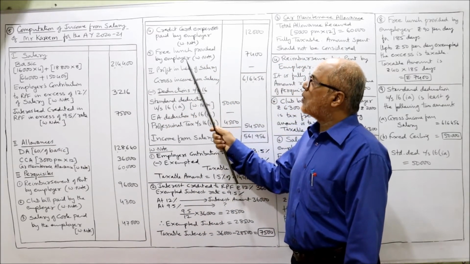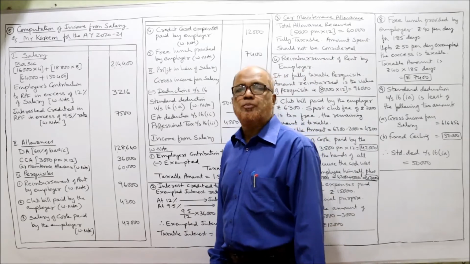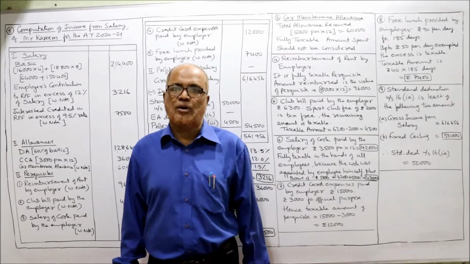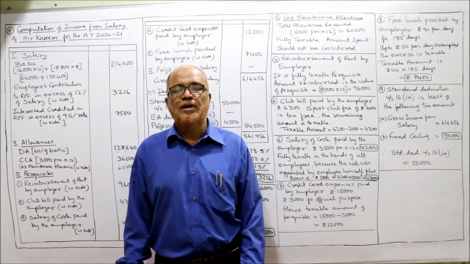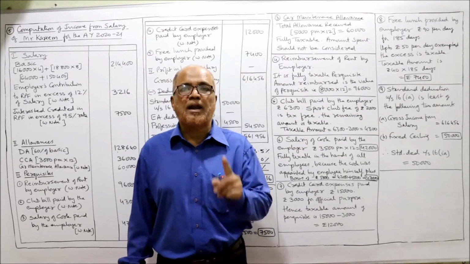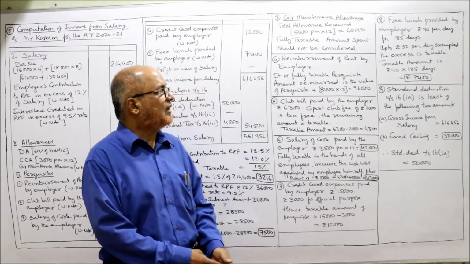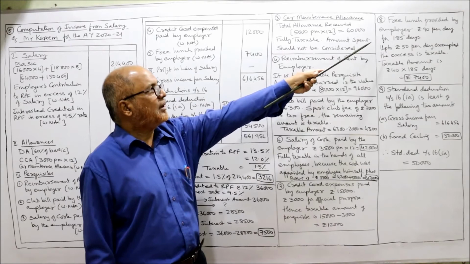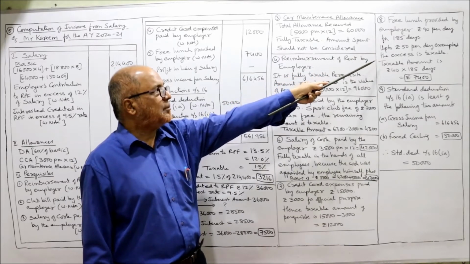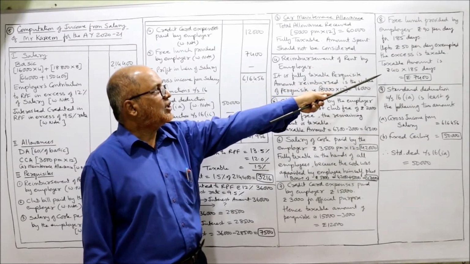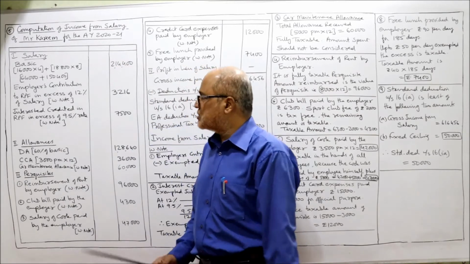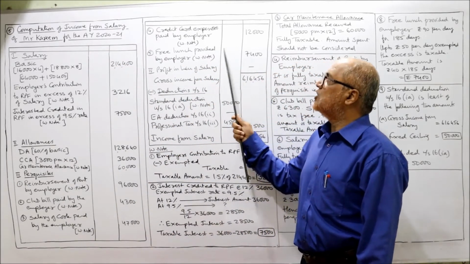Next, free lunch provided by the employer. If the amount is up to 50 rupees per day, it is exempted. Over 50 rupees, it is taxable. In our problem, it is given 90. So 90 minus 50, 40 rupees per day. How many days? 185 days. So free lunch provided by the employer at the rate of 90 per day for 185 days. So up to 50 rupees per day is exempted, the excess is taxable. So 40 rupees into 185, it comes to 7,400. So 7,400 is the free lunch perquisite.